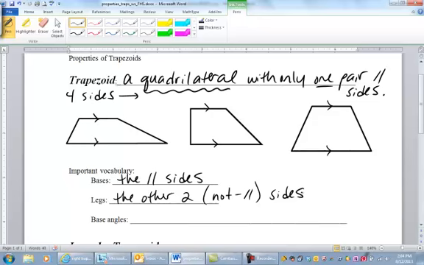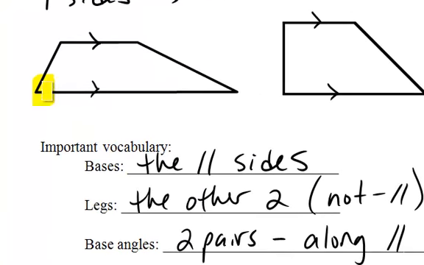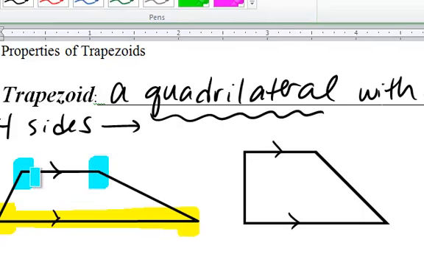Okay, and then the base angles, there are 2 pairs of them, and they are along the parallel lines, or the angles formed on the bases. So I'll use my highlighter and I'll show you. So here's a pair of base angles because they're formed along this base. Here's another pair of base angles, those 2, because they're formed along this base.